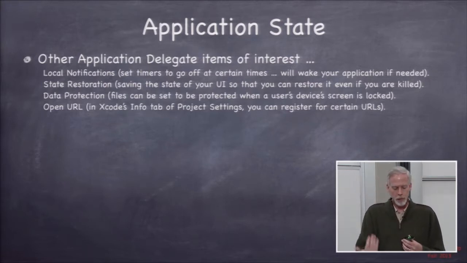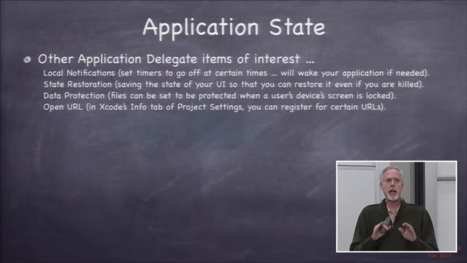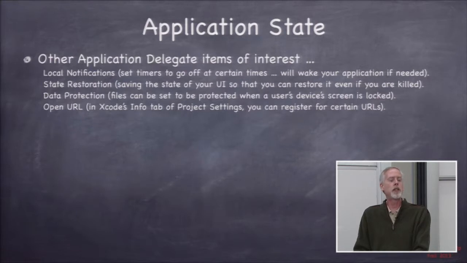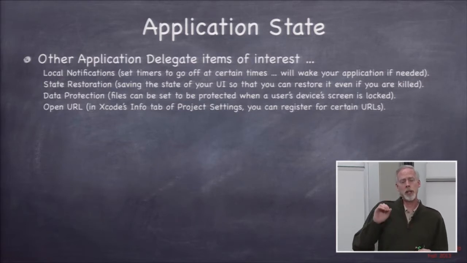Data protection is an interesting one. There are ways to protect files that say, if this device is locked, in other words, at the lock screen, then you can't access this file. But if it's unlocked, you can. So that's kind of a special kind of protection. You can find out about changes in that, i.e. when the thing is locked and unlocked, and also there's a method in there for finding out currently is it locked or not. Then there's also OpenURL. OpenURL is kind of a cool thing. You can go into Xcode.